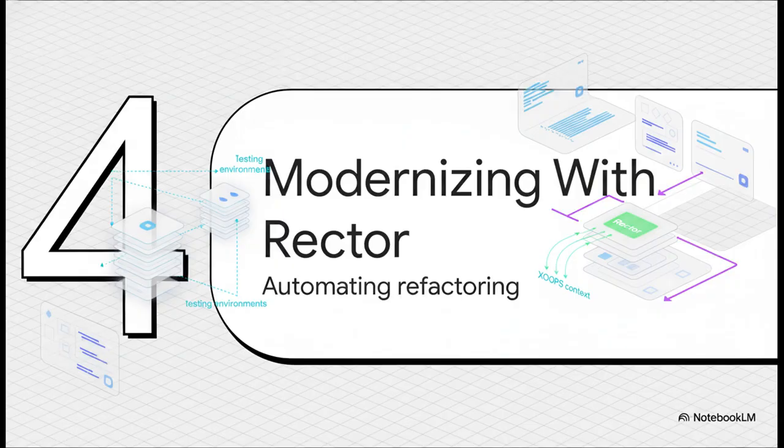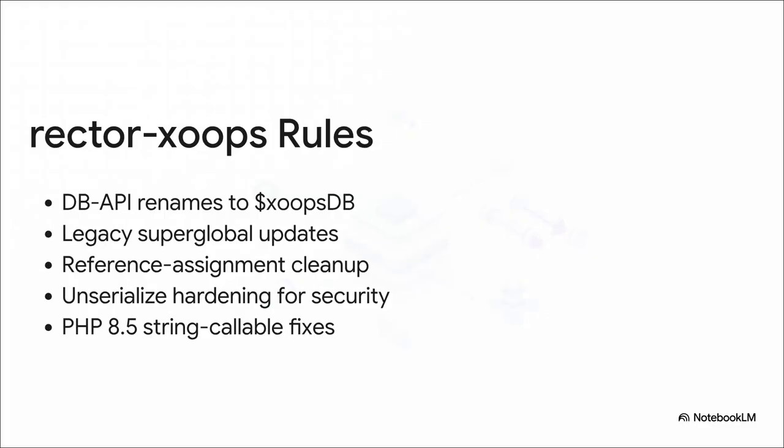Section 4. Modernizing with Rector. Automating refactoring. We all know testing is way easier when your code is modern and up to date. But manually refactoring old CMS modules? Ugh, tedious doesn't even begin to cover it. That is exactly where the Rector XOOPS package comes to the rescue. It completely automates the safe, mechanical parts of modernizing legacy code, shipping with 22 custom rules right out of the box.